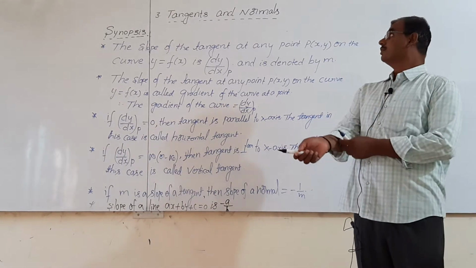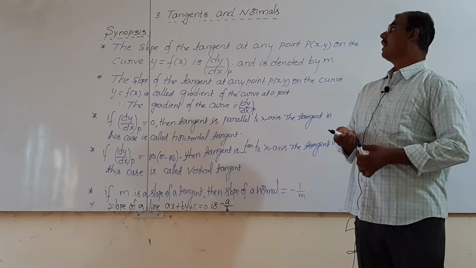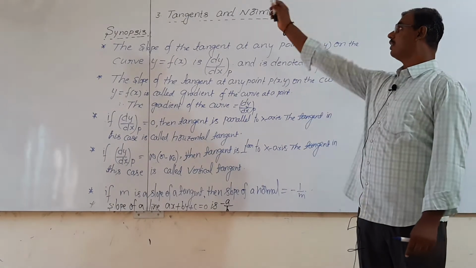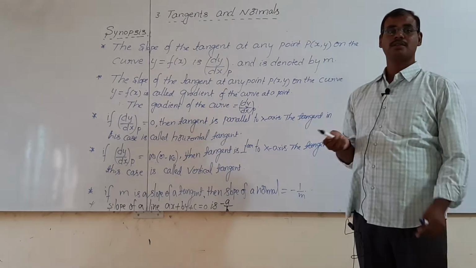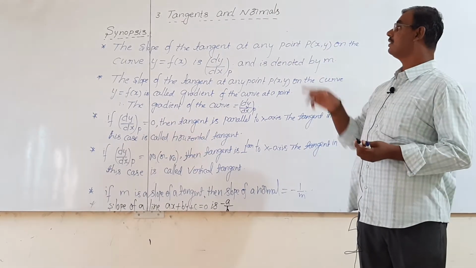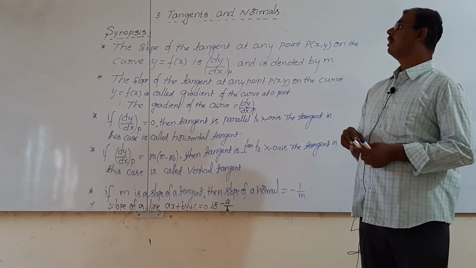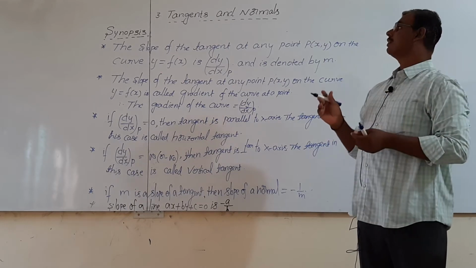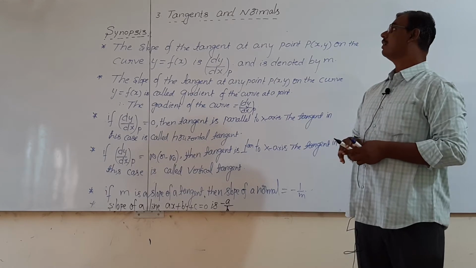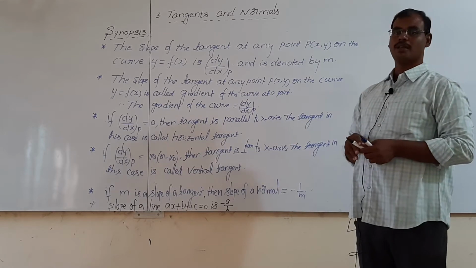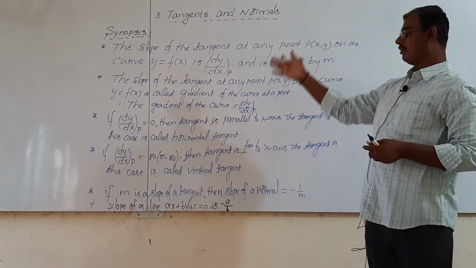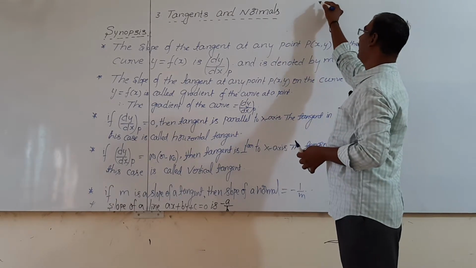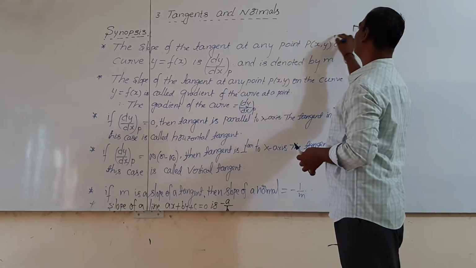Today, we are going to learn tangent and normal for CET classes. It is very, very important for the CET level as well as theory level, and it is a very useful chapter. So, how to find the tangent and normal? I have given some synopsis. Firstly, we have to learn tangent line.